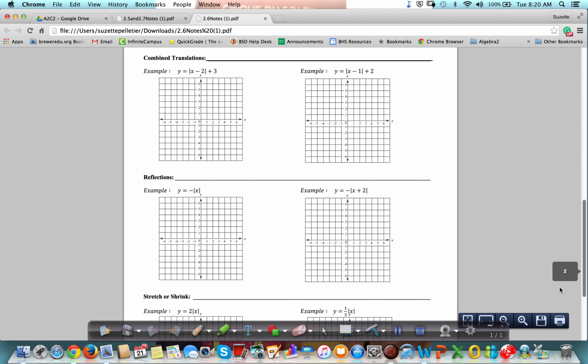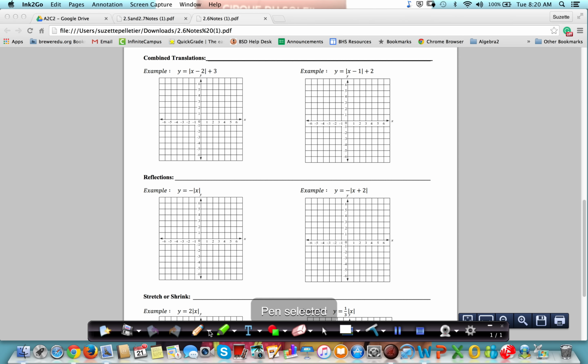Combined translations. Okay, so now we're really going to try to trick you, right? So we're going to do more than one thing at one time, more than one movement. Okay, so I'm going to look at this. I always stop and take a moment. This number on the outside means that I'm taking this entire function and I'm adding 3. So I'm going up 3. This on the inside of my absolute value means that I have to do the opposite. So instead of -2, I'm going to go to the right 2. So to the right 2 and up 3.